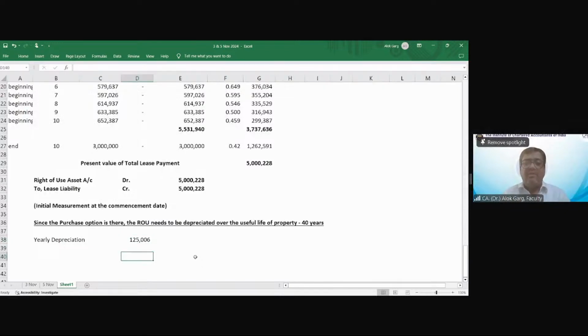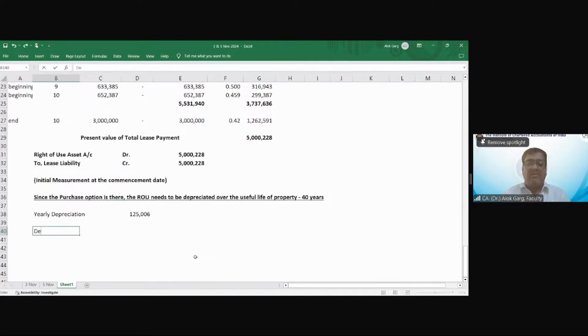₹1,25,006. What is my accounting entry for depreciation? Depreciation account debit, every year, to accumulated depreciation. This is the amount every year.